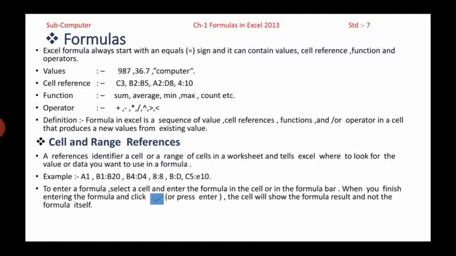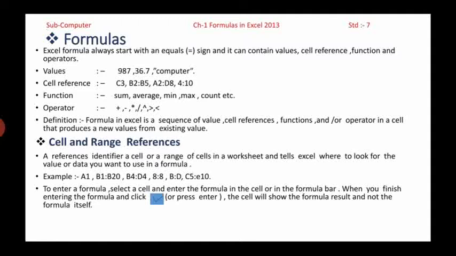Now operators. Here are the symbols of different types of operators like plus, minus, multiplication, division, exponent, less than, greater than. By using these we can make a formula. Here is the definition of formula. It is very important to remember this definition. A formula in Excel is a sequence of values, cell references, functions and or operators in a cell that produces a new value from existing values.